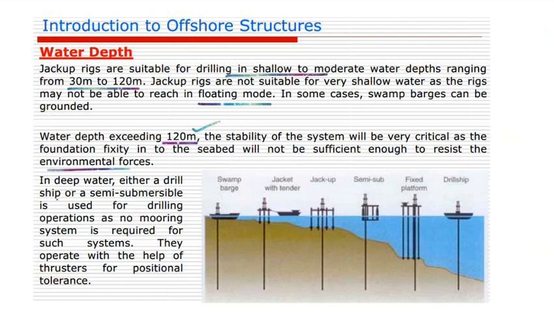And in deep water, either a drill ship or a semi-submersible is used for drilling operations, as no mooring system is required for such systems. Here, if you see semi-sub and drilling ship, there is no mooring system requirement. They operate with the help of thrusters for position keeping. So it would have some thrusters for position tolerance purposes, and it would be operating with the help of that.